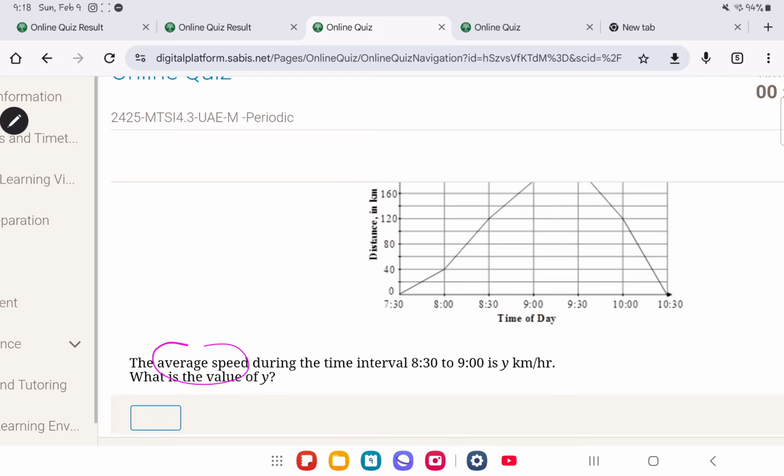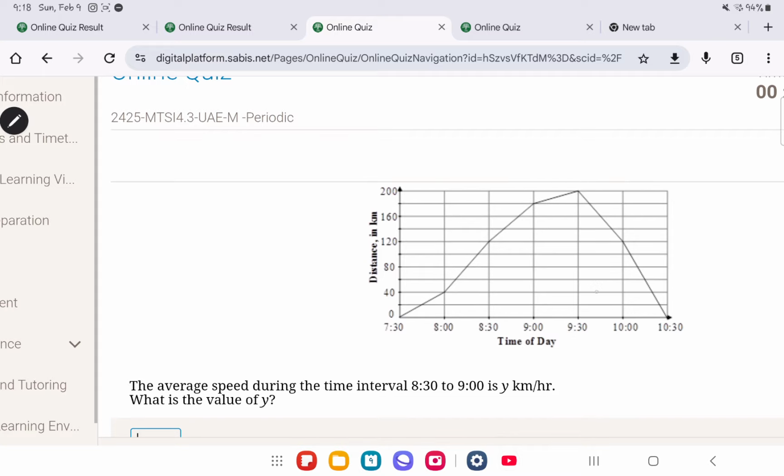So to find the average speed, the first thing we're going to do is take the 2 time intervals, which is from 8:30 all the way until 9. Next, we're going to take their corresponding distances. So we have here 180 and 120.